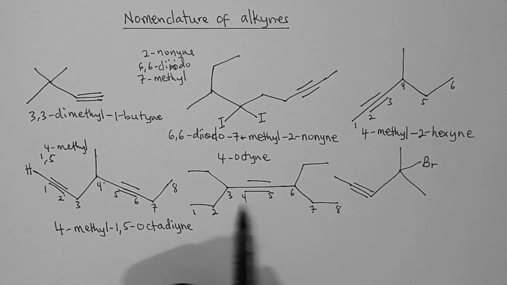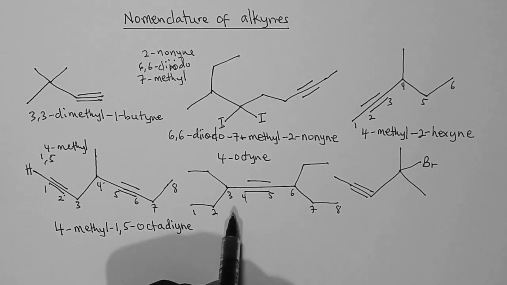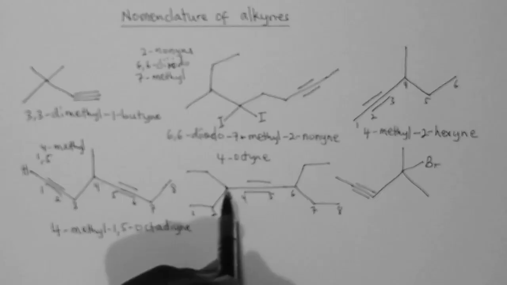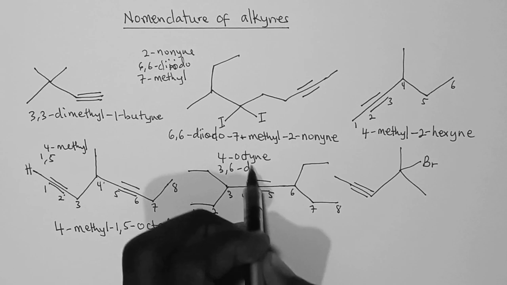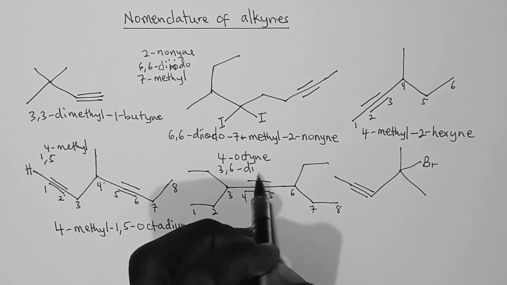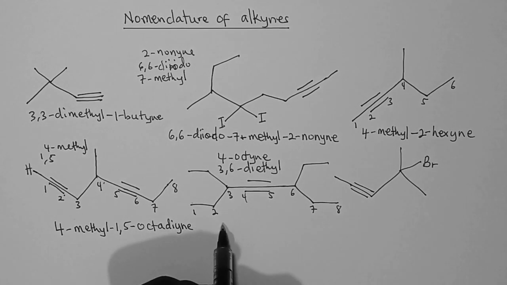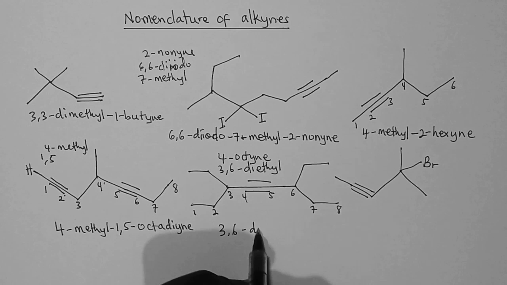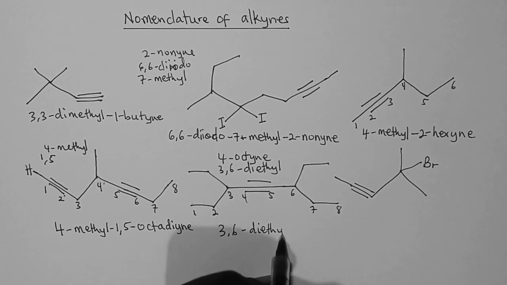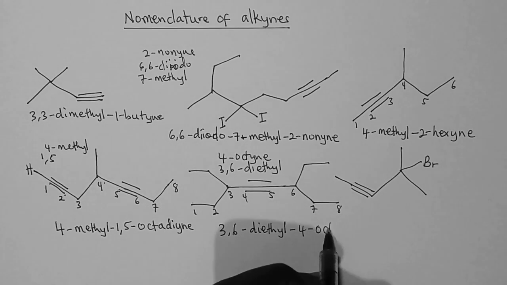Then apart from the 4-octyne, you see that there are these ethyl groups on carbon number 3 and carbon number 6, which are substituents. So we have a 3,6-diethyl. So let's combine the name. So this becomes 3,6-diethyl, then 4-octyne.